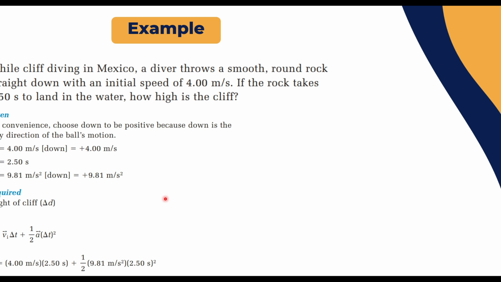So the third equation of motion, v initial multiplied by delta t plus 1 over 2 multiplied by a multiplied by delta t squared, will give you 4 times 2.5 plus 1 over 2 times the acceleration by gravity 9.81 times 2.5 squared as delta t. That would give you 10 plus 30.7. That would give you 40.7 meters displacement.